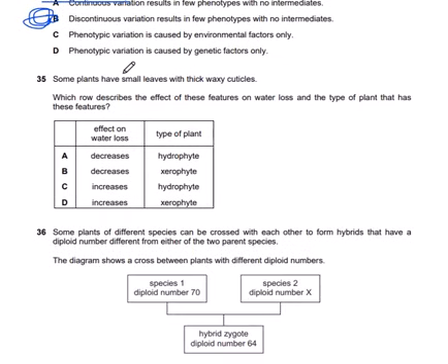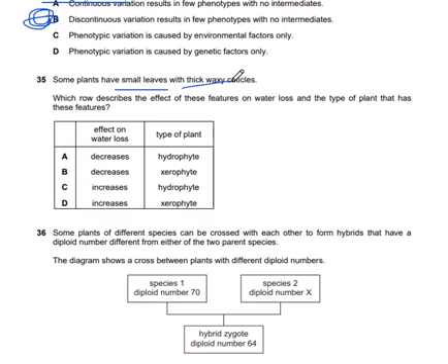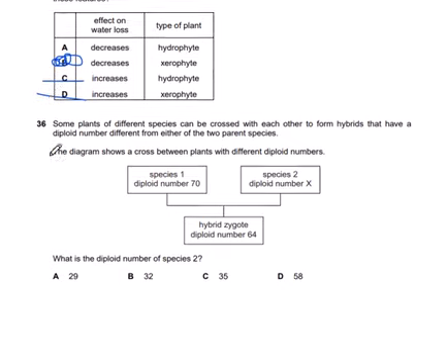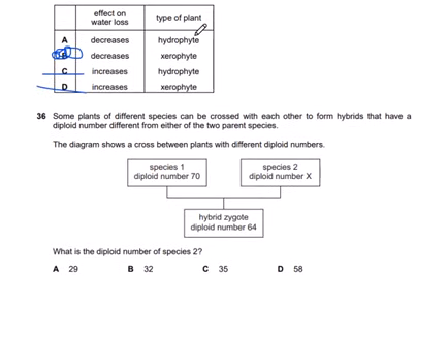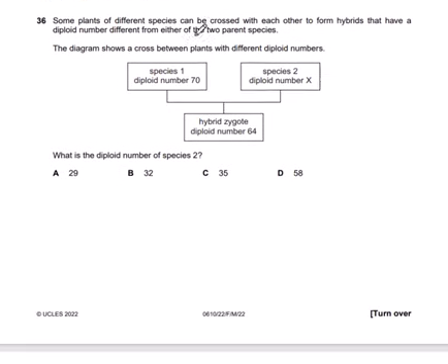Which row describes the effect of these features on water loss and the type of plant that has these features? Alright, so the effect on water loss, because it has small leaves and a thick waxy cuticle, that decreases the water loss. So C and D are removed, and that actually happens in the xerophytes. That makes it B. And the hydrophytes are the ones like lilies or something.